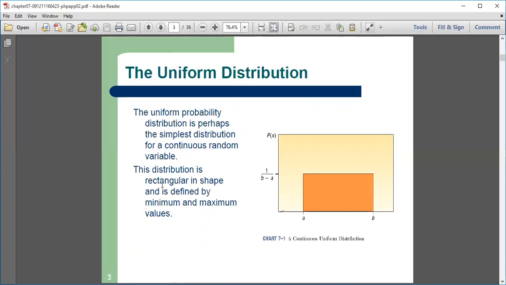This distribution is rectangular in shape and is defined by the minimum and maximum values. So here we are basically finding the range. If you remember, in chapter 2 we studied the range formula, where we subtract the minimum value from the maximum value, and we get the range. So in a continuous random variable, x can take infinitely small intervals along a range. So that is the definition of the continuous random variable.